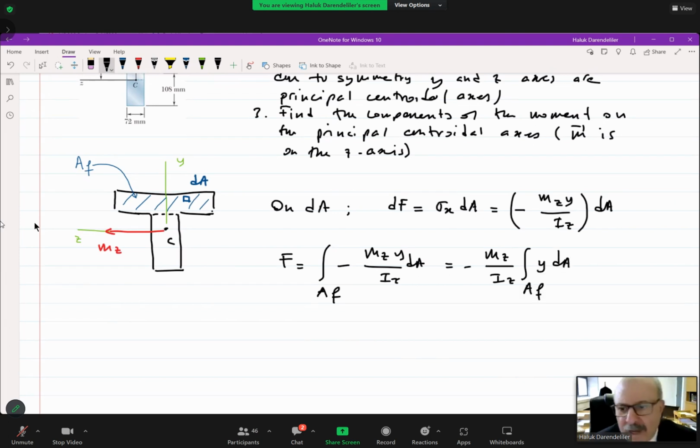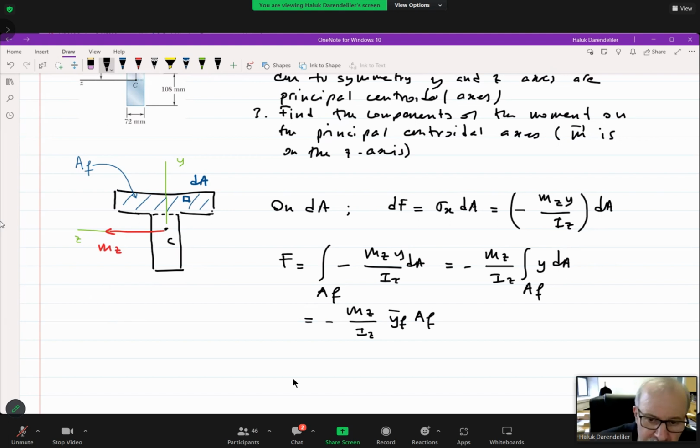Now, what is y dA? I asked this question to you in the previous problem. It is the first moment of area. So we know that the first moment of area is this. It is minus Mz over Iz times the y bar of the cross-sectional area times the corresponding area.